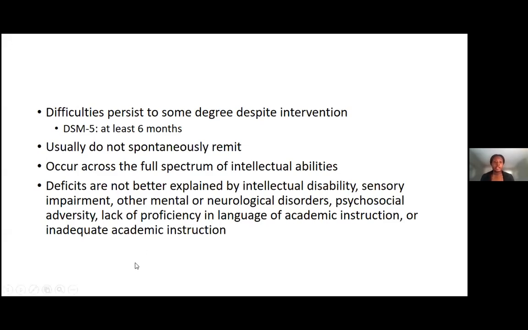Learning disorders are not believed to spontaneously remit in most cases. They don't necessarily resolve fully. We don't expect to see them magically go away or to be cured in any sense, but we will talk some about interventions later. And they occur across the full spectrum of intellectual disabilities.